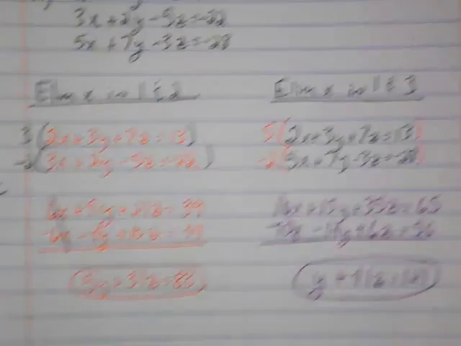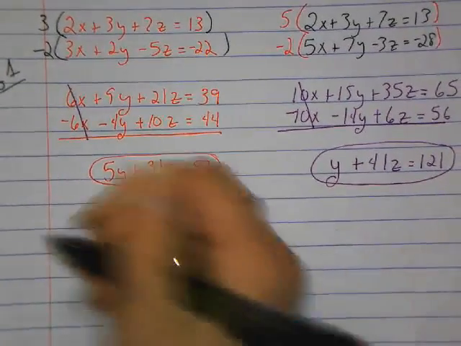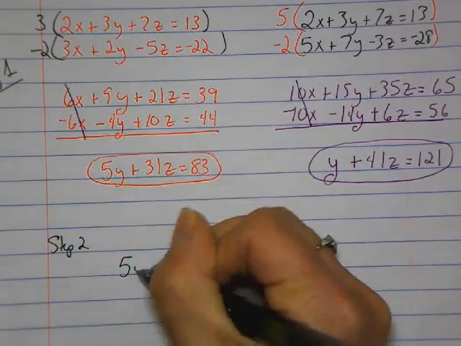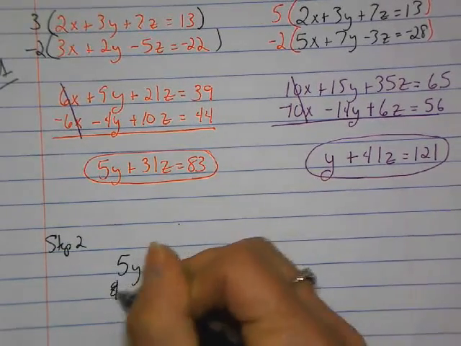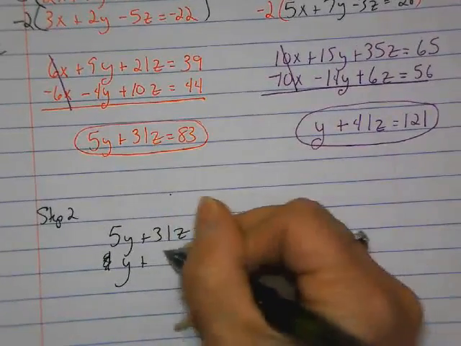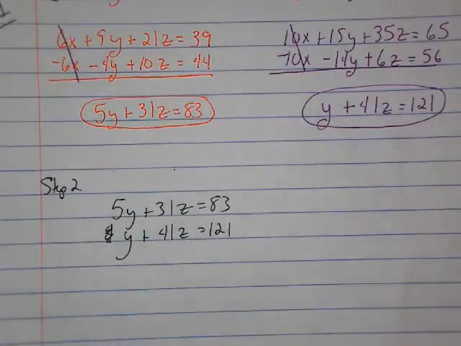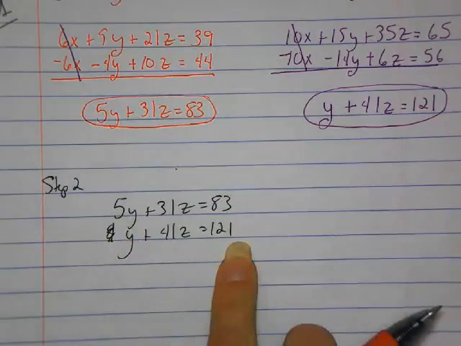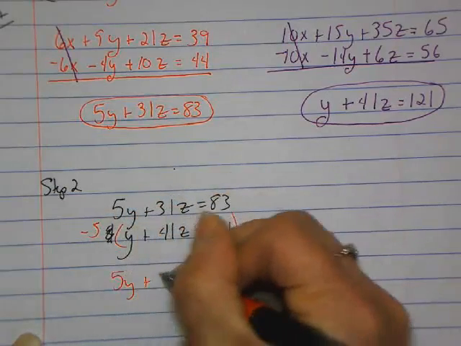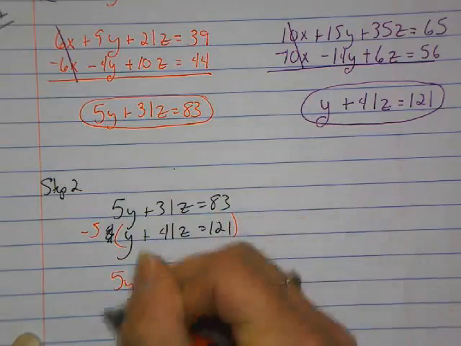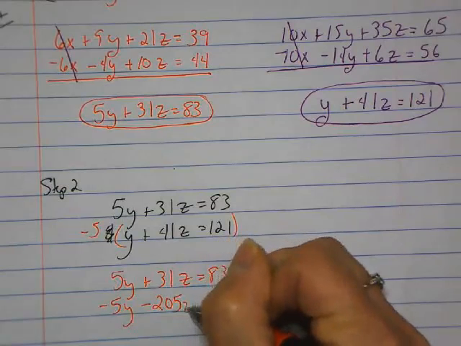So step 2, I'm going to take these two equations and now solve them. 5y plus 31z equals 83, and y plus 41z equals 121. Well, what do you think? Should we eliminate y's or z's? This is a tough call, but I think we're going to roll with y. So let's multiply the second one by negative 5. So I get 5y plus 31z equals 83, and negative 5y minus 205z equals negative 605.